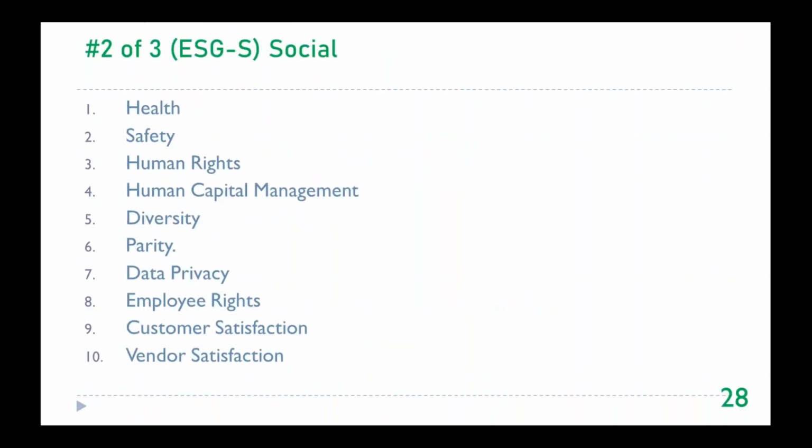The social is something everybody has been working on: health issues, safety issues, bias and diversity issues, human capital, human rights, parity, salary and wages parity, data privacy, employee rights, customer satisfaction. These are some of the issues that fall under the S category within the ESG space.